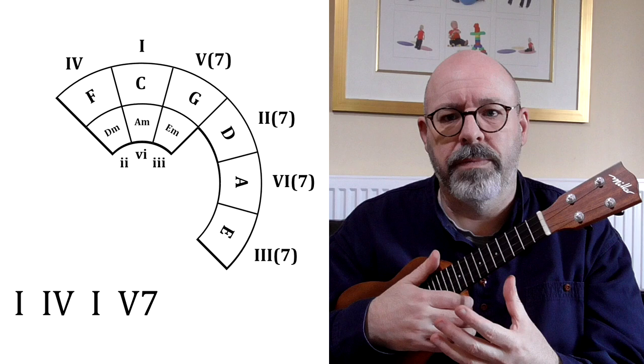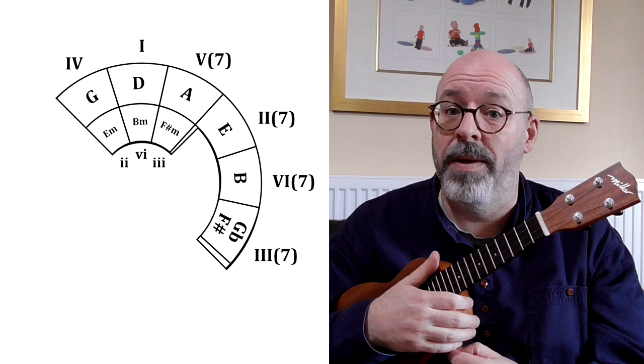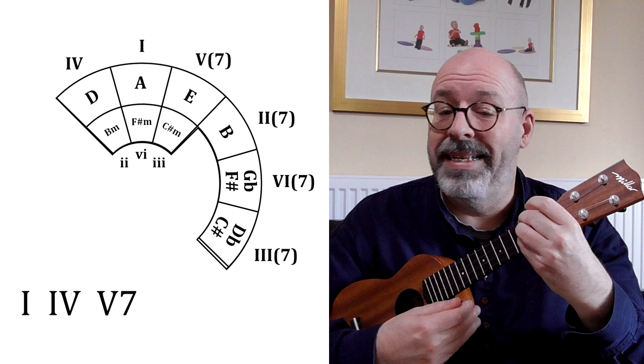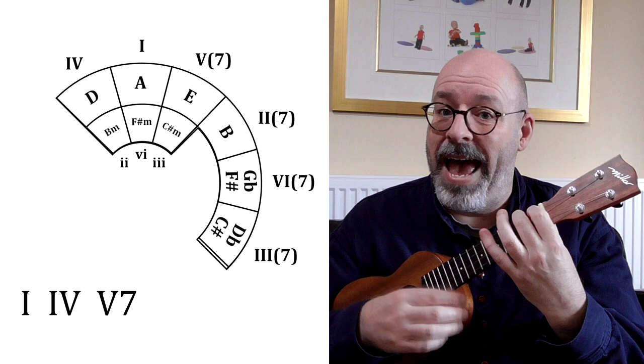The problem with that is that if we have them written with different letter names in a different key, like A, for example, so we'll spin our wheel round to A, our chords are now one chord, A, four chord, D, five chord, E, and that's most likely going to be played as an E7, which is a bit of a relief for us ukulele players who don't like playing E.